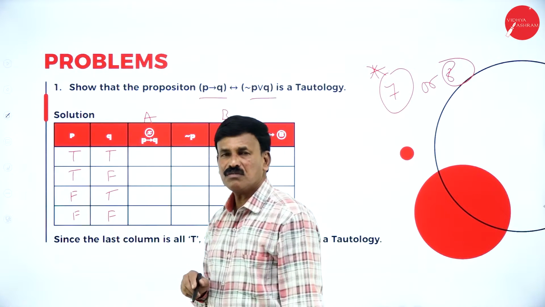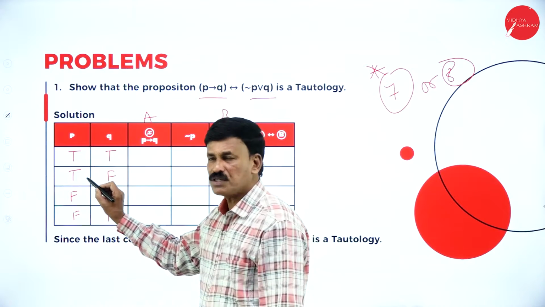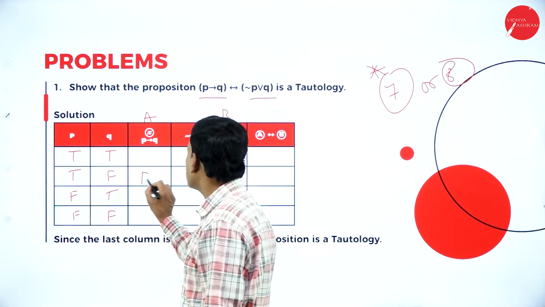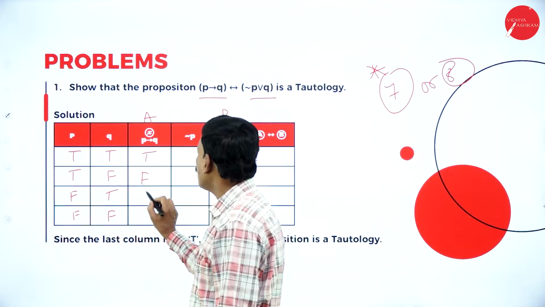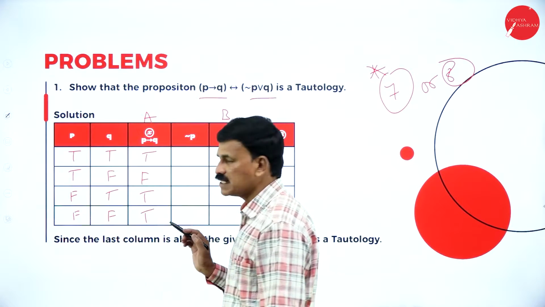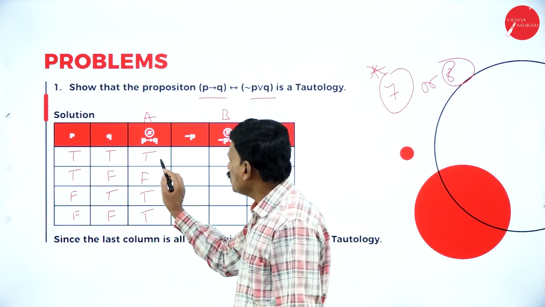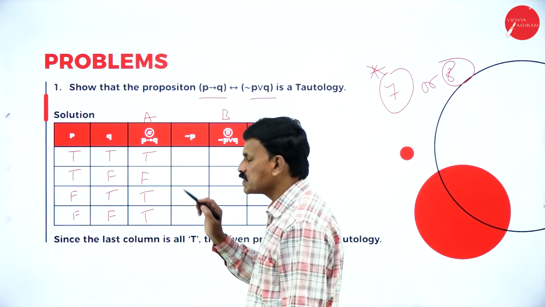Now, conditional. What is the conditional? The conditional is false if and only if it is true and false. True and false is false. In all other cases, it is true. True and true is true. False and true is also true. False and false is also true. So, the conditional is: true and true is true, true and false is false, false and true is true, false and false is also true.